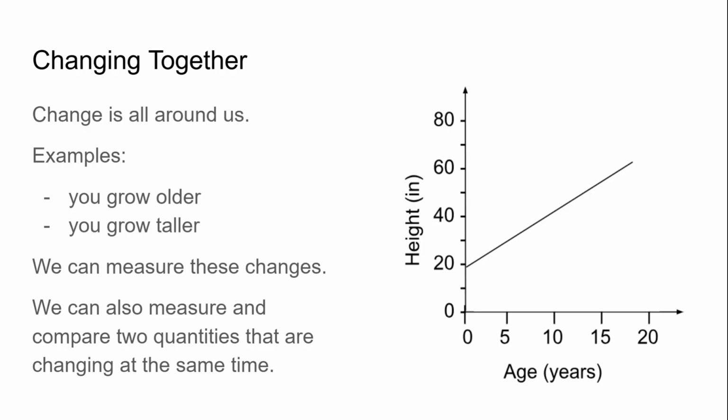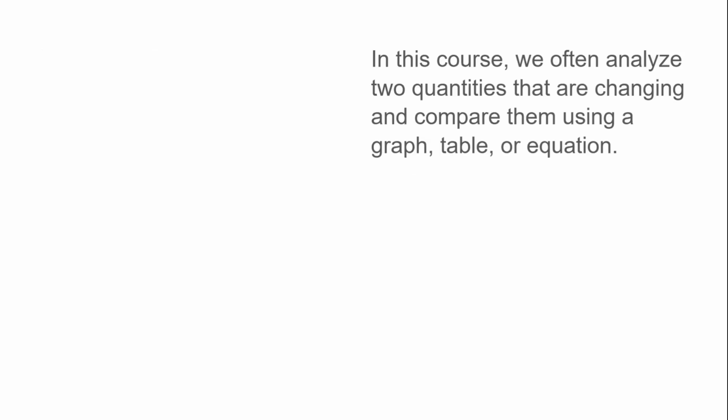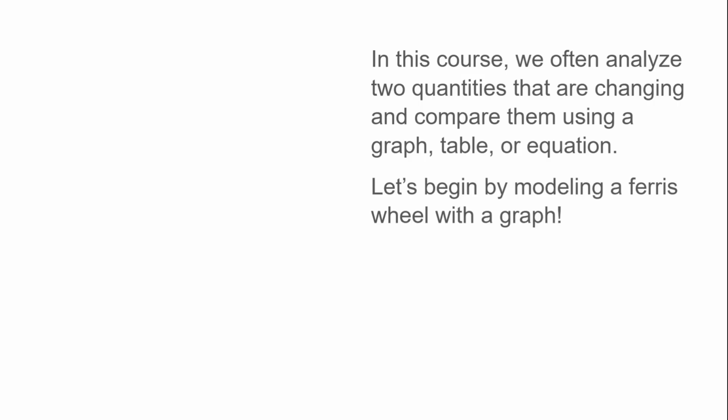We might see a graph like this if we were to record your height at various ages. Now in this course, we often analyze two quantities that are changing and compare them using a graph, table, or equation similar to the example we just did. We're going to be focused on a Ferris wheel in this lesson because it helps us demonstrate a lot of key concepts later on in this unit.